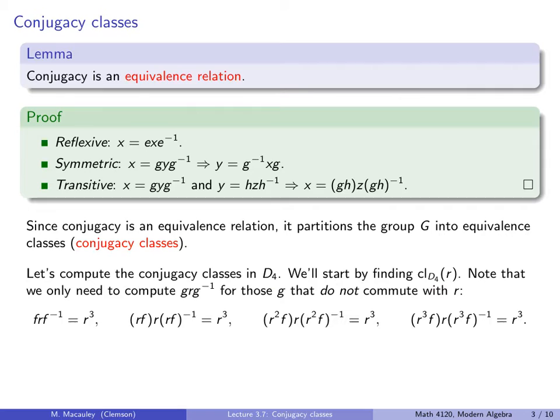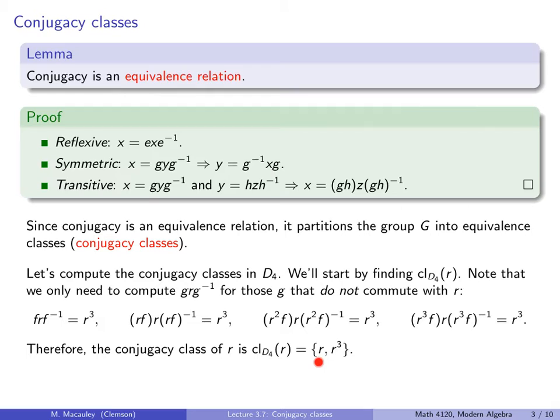This is what we get when we conjugate R by the other four elements in D4, those that do not commute with it. That is F, RF, R squared F, and R cubed F. These are the reflections. And in all three of these cases, I'll let you check the details if you want, we get R cubed. Therefore, the conjugacy class of R contains R, it always contains itself, and R cubed.